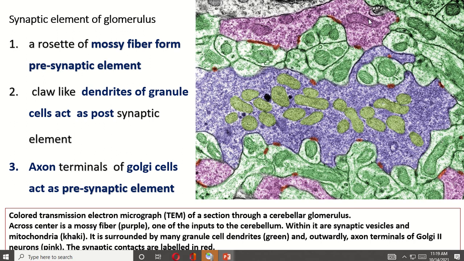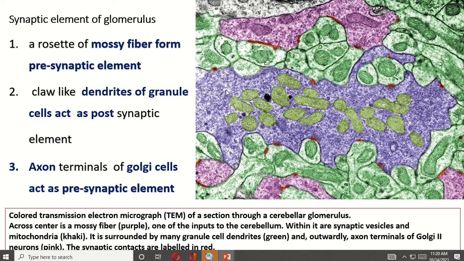This is the axon of the Golgi cell. So you see these axons of the Golgi cell make synapses with the dendrites of the granule cells. And this is the rosette. This is the presynaptic component. This is the axon of the Golgi cell. This is also a presynaptic component, and these are the dendrites of the granule cells, and they are the postsynaptic element.